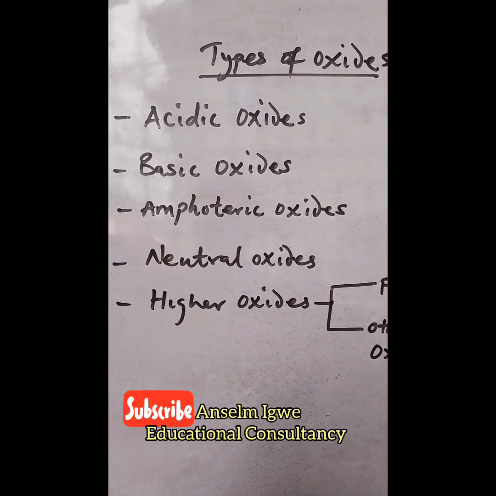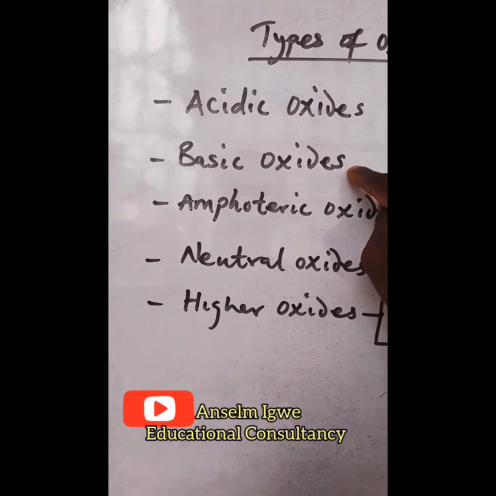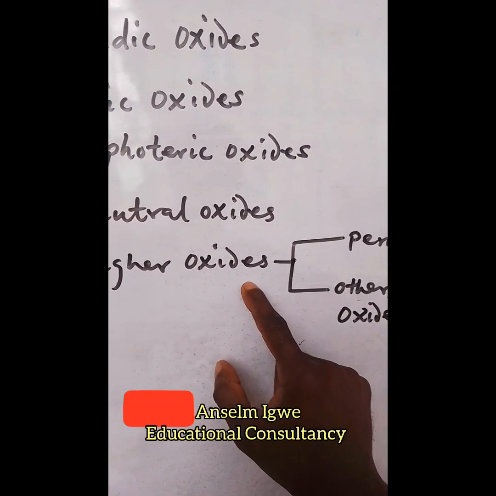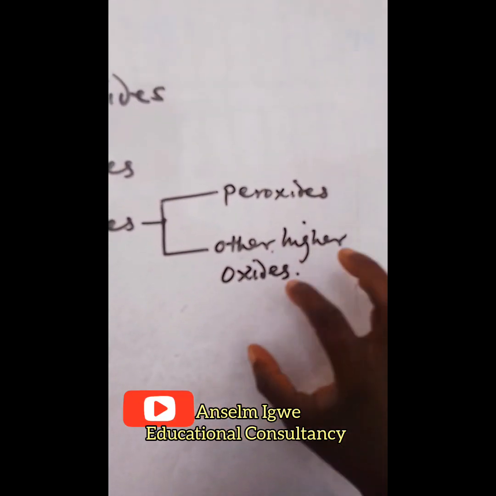These are the types of oxides: acidic oxide, basic oxide, amphoteric oxide, neutral oxide, higher oxide. Higher oxides are classified into peroxide and other higher oxides.